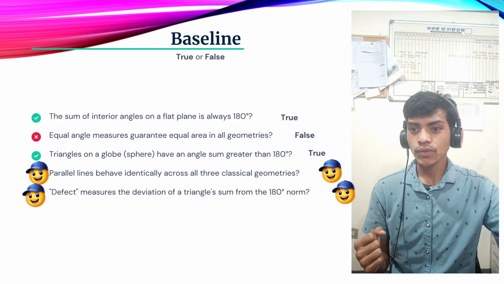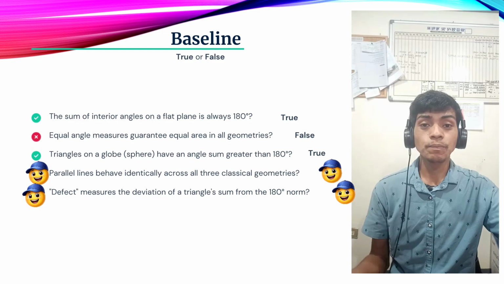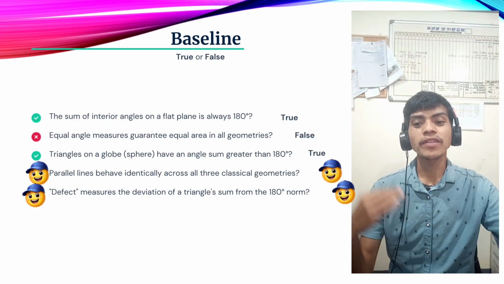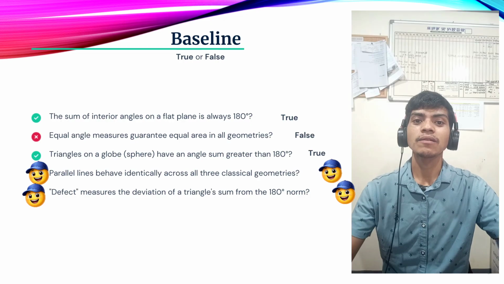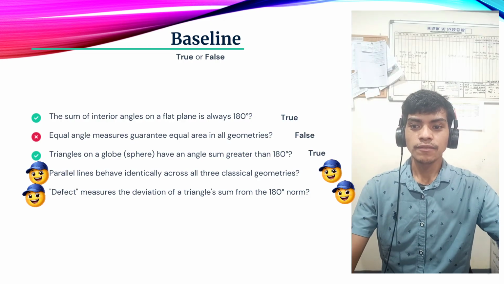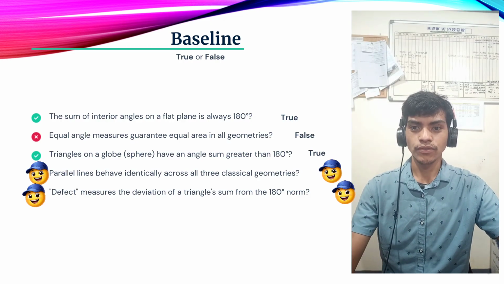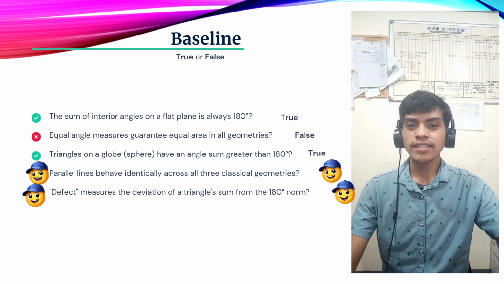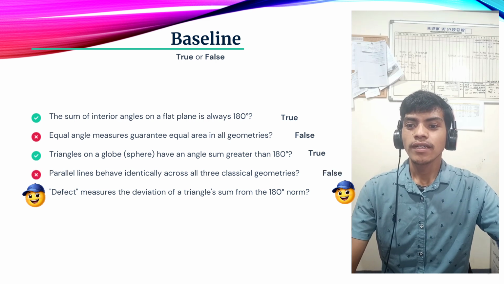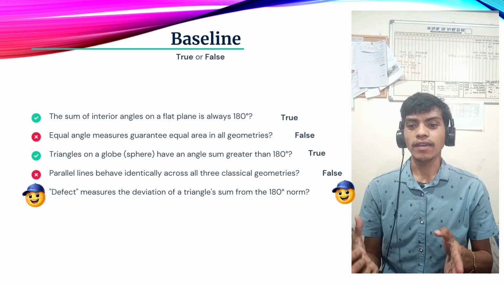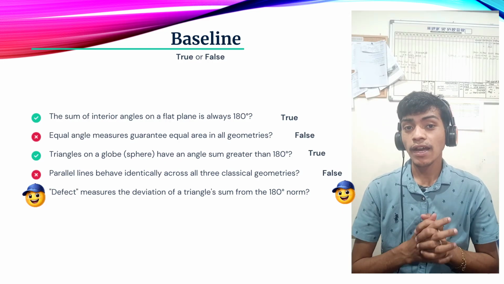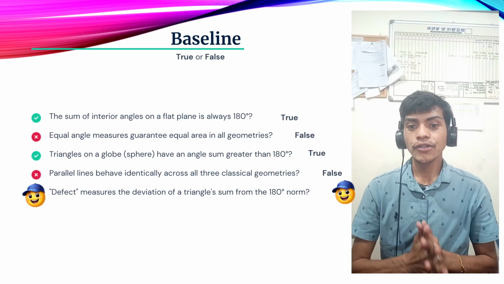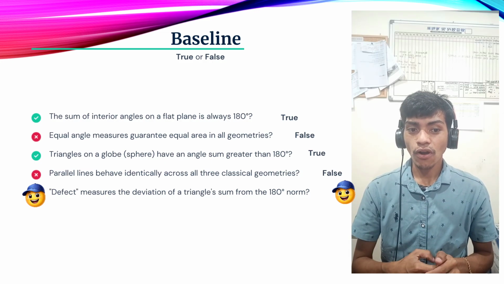And number 4. Parallel lines behave identically across all three classical geometries. Is that true or false? Okay, it's false. Now, number 5. Defect measures the deviation of a triangle sum from the 180 degrees norm. Is that true or false?